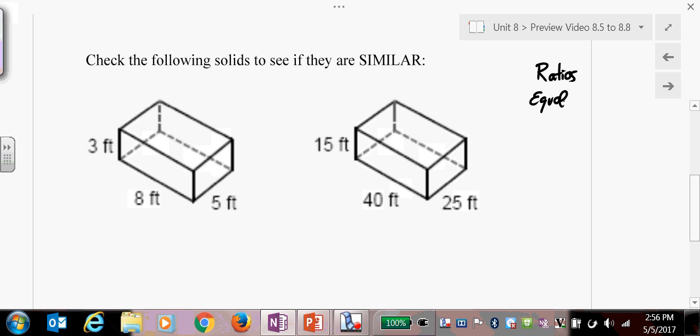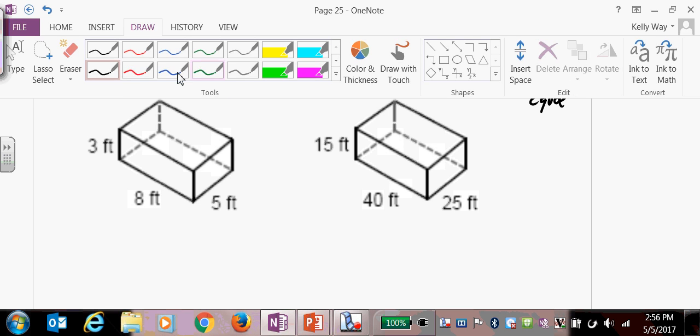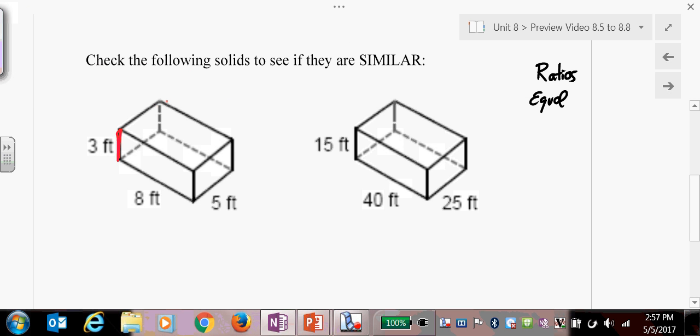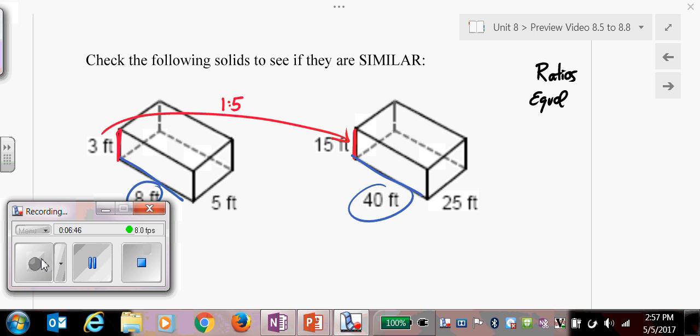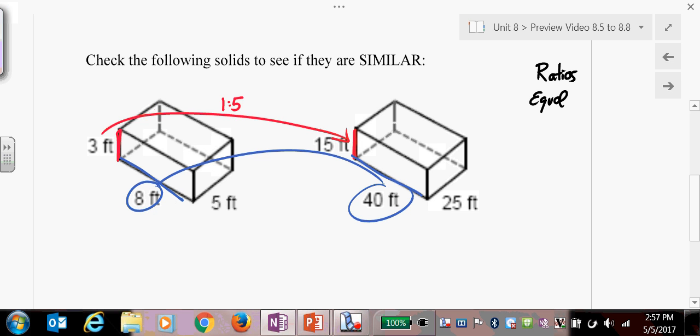So we're going to see if the ratio is equal all the way around. So let's trace together. Ready? Trace that 3 and that 15, and we're going to reduce left to right. That's a 1 to 5 ratio. Now trace the 8 and trace the 40. Okay, so this we also know 8 goes into 40 1 to 5 times.